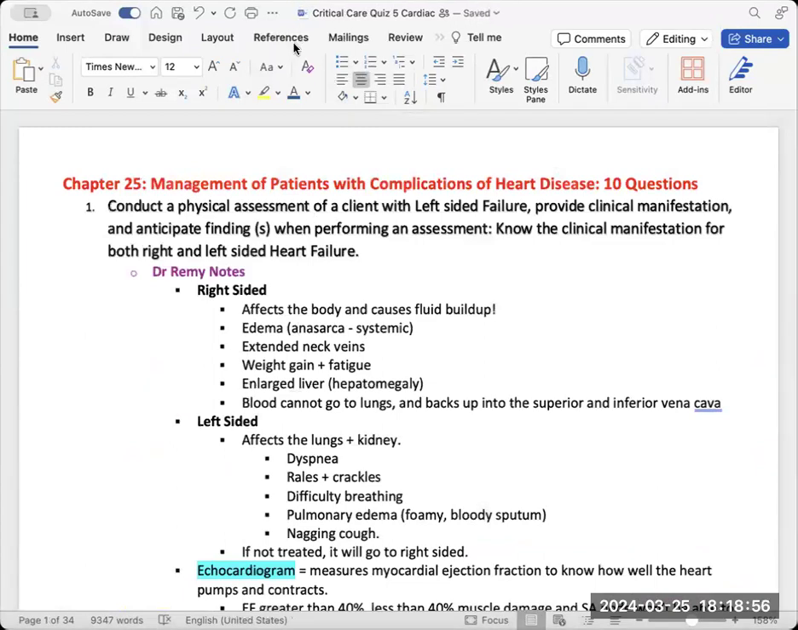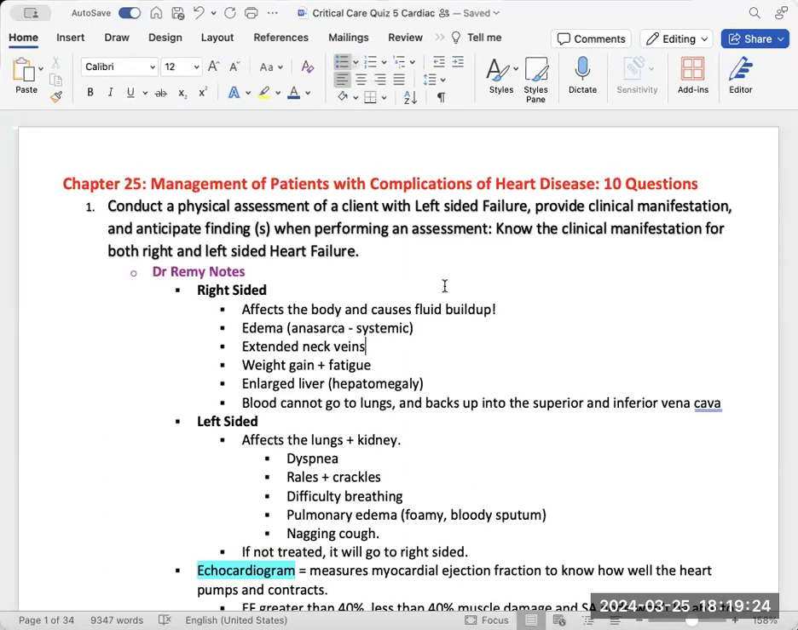Thinking of that, I want to go to the first question, which is to conduct a physical assessment of a client with left-sided heart failure, provide clinical manifestations, and anticipate findings when performing an assessment. Know the clinical manifestations of both right and left-sided heart failure. I already talked about the anatomy. So the right side backs up into the body.